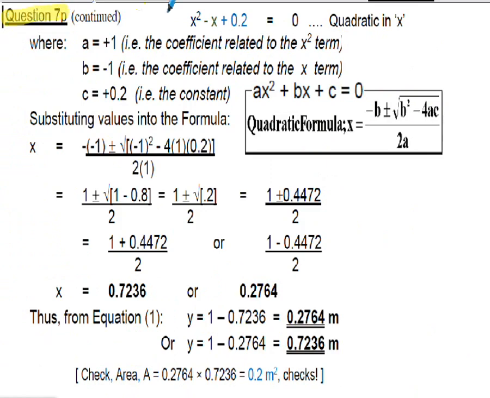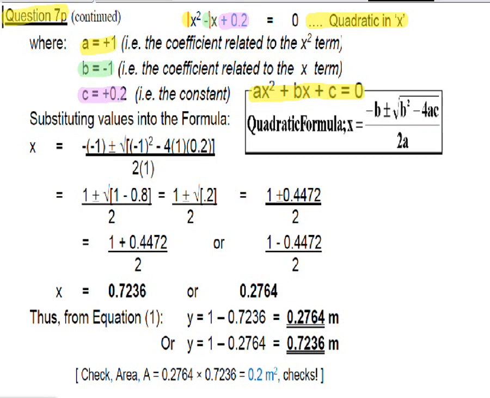Question 7p solution continued. I just repeated the quadratic in x from the previous slide. Notice this quadratic is of the form ax squared plus bx plus c is equal to 0. And don't forget there's actually a 1 in front of the x squared and there's a 1 in front of the x. We don't write the ones, but they're there. So now reading the a term from my quadratic equation, that will be positive 1. Reading the b term in this case, the b will be negative 1. Reading the c term in this case, that c is positive 0.2.